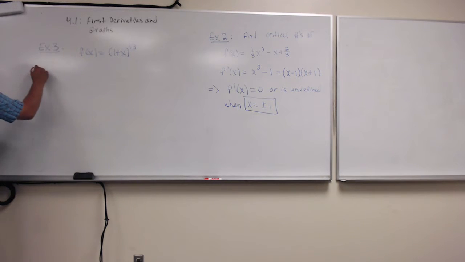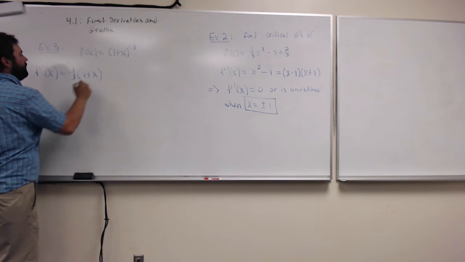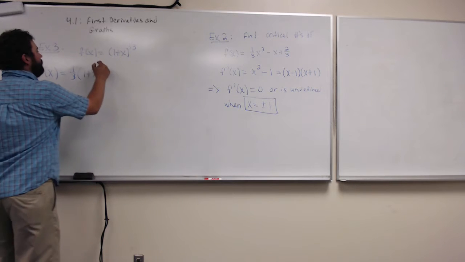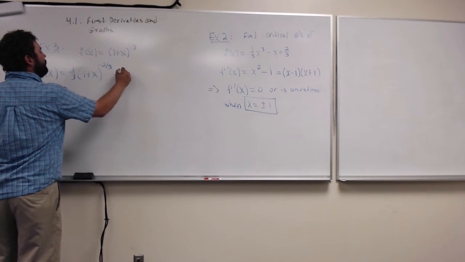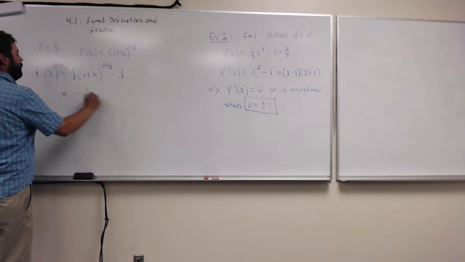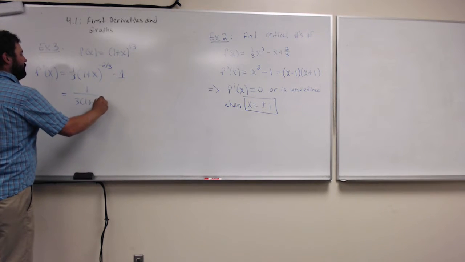So to do this, you have to take a derivative. You get 1/3 times 1 plus x, raised to the next lowest power, negative 2/3, times the derivative of the inside, which would just be positive 1. And this is equal to 1 over 3 times 1 plus x to the 2/3.